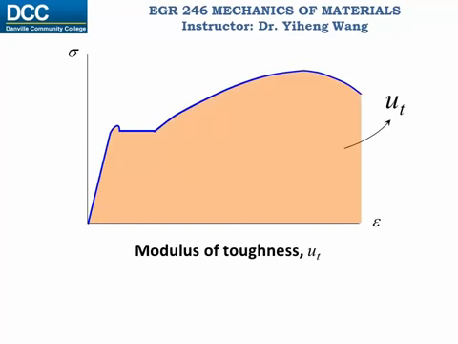Another important parameter is modulus of toughness, UT, which indicates the amount of total energy that the material can absorb before failing. And mathematically, it is calculated by integrating the entire stress-strain diagram, or calculating the area under the entire curve.